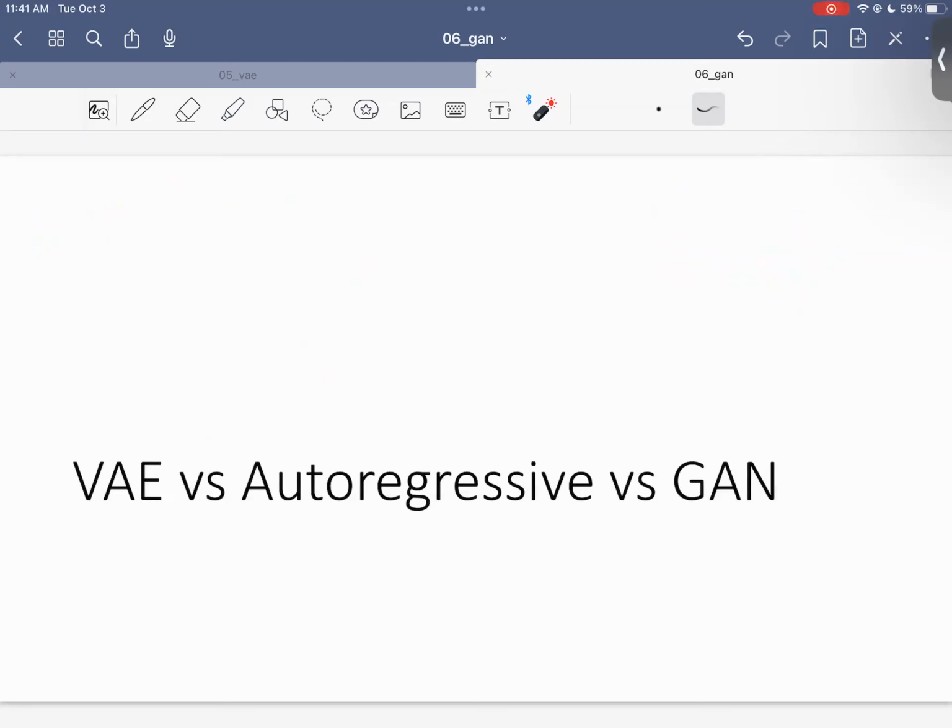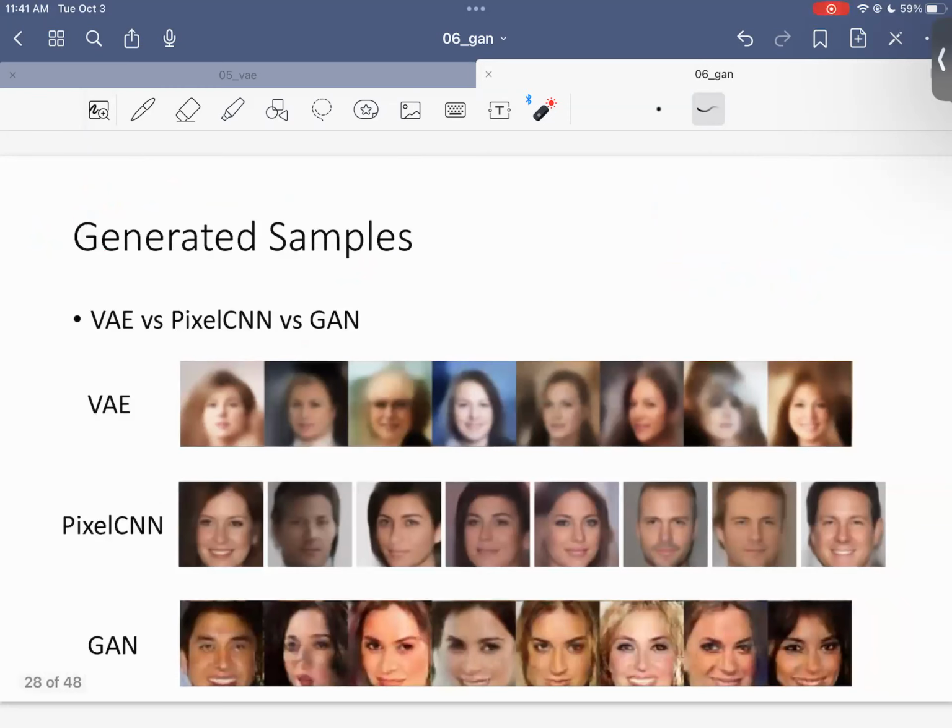So now we're going to VAE versus autoregressive versus GAN. I've just shown you this: VAE, PixelCNN, GAN. VAE gives you a very blurry image. PixelCNN gives you a pretty good image. I mean, autoregressive models are very good overall. If you think about ChatGPT, autoregressive models are super good. And GAN gives you the sharpest image.